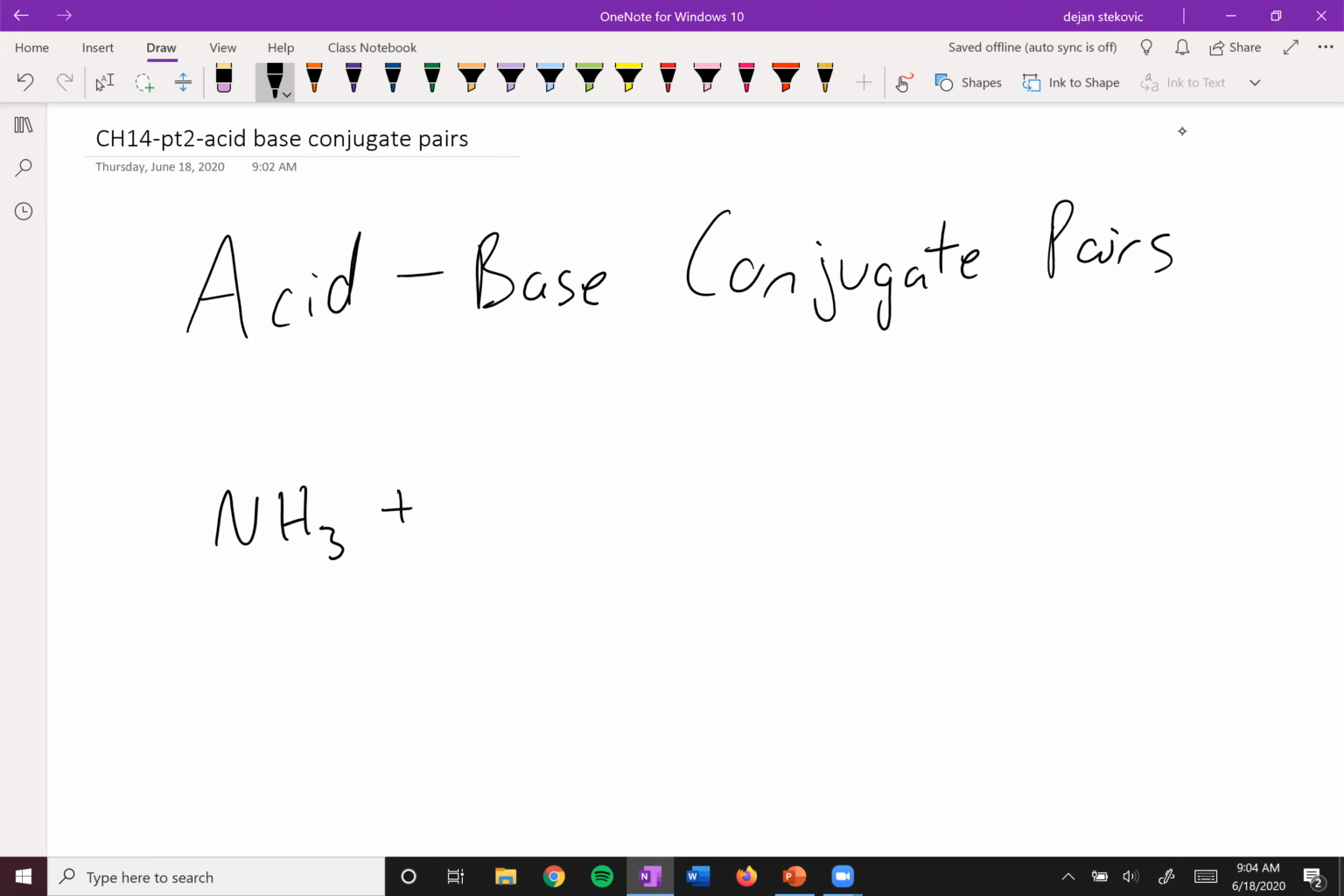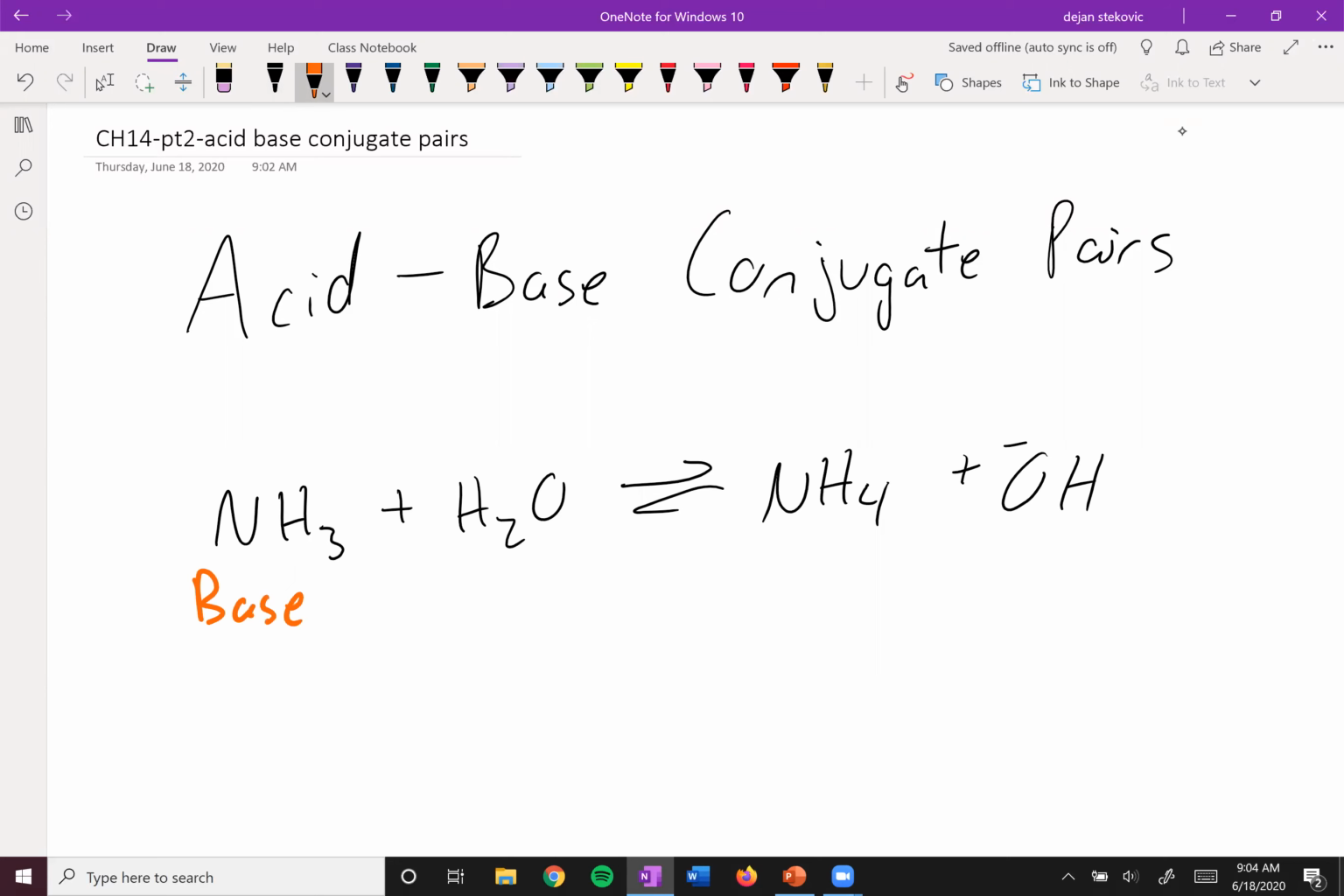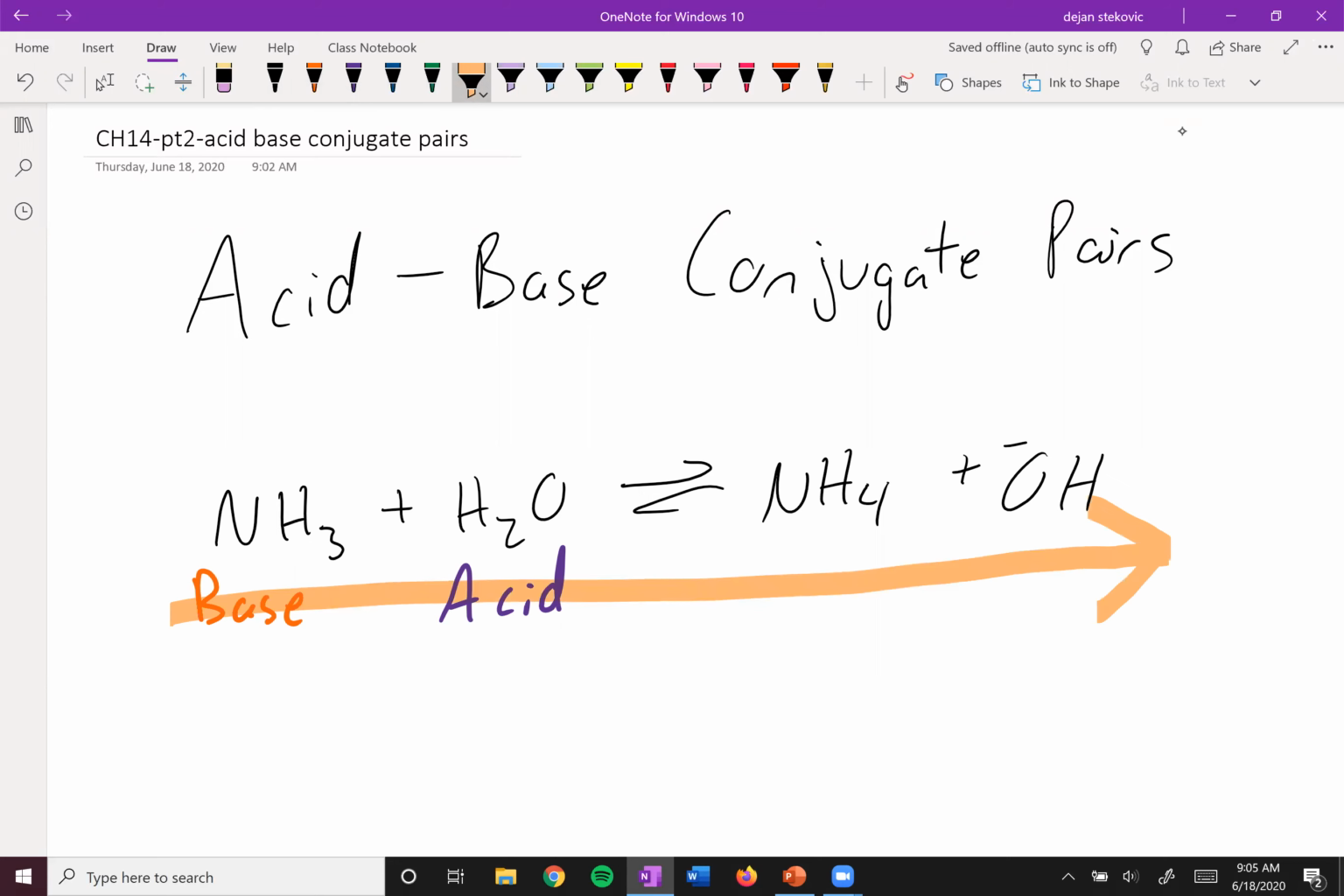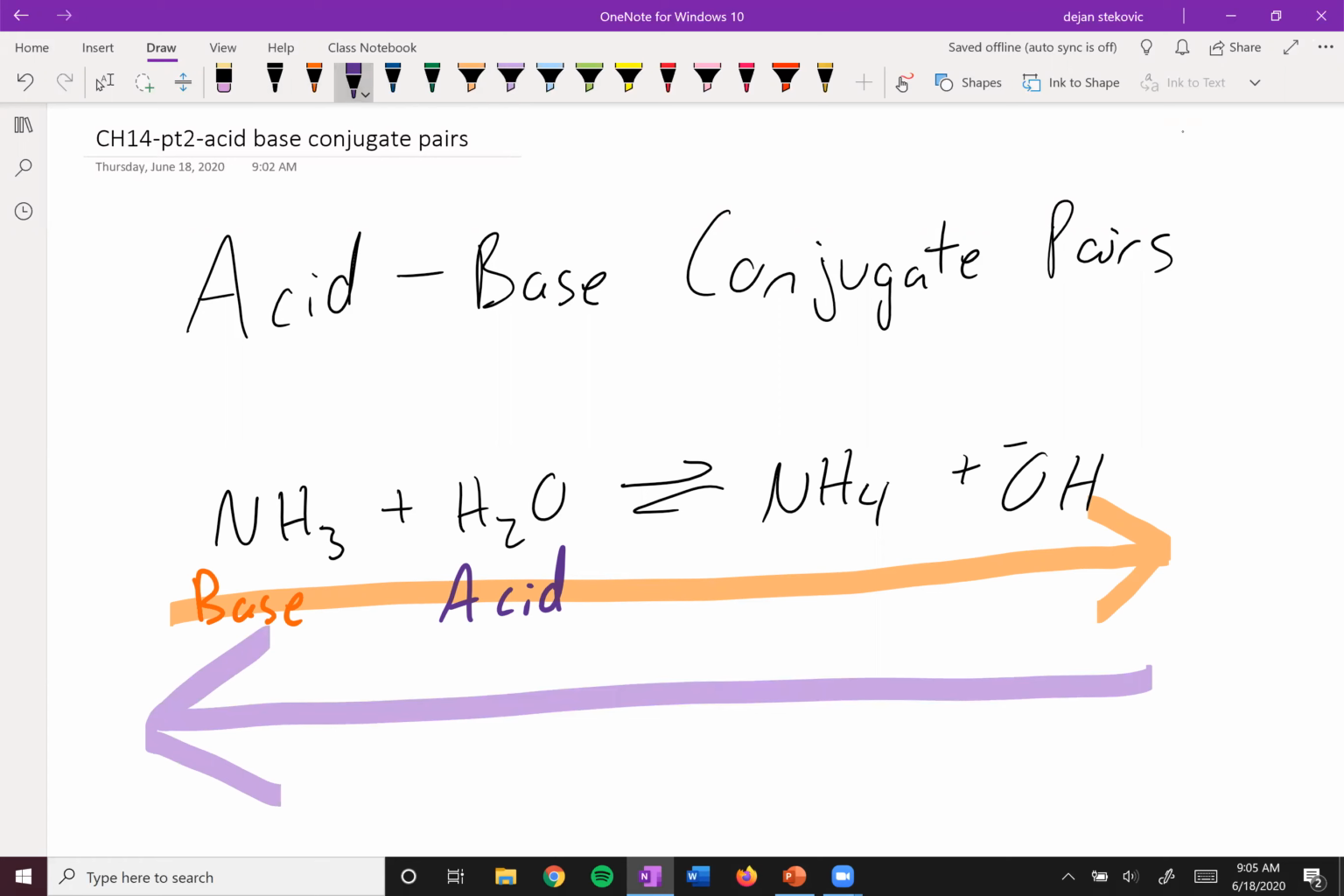So here we have ammonia reacting with water to form ammonium and hydroxide. And so here, the ammonia is acting as a base, and then the water is acting as an acid, right? And so that's if we're taking a look at the reaction going in this direction, right? From left to right, the ammonia is the base, the water is the acid. But if we're going from right to left, then the opposite is true. Right now, it's the ammonium that's acting as an acid, and the hydroxide is acting as the base.